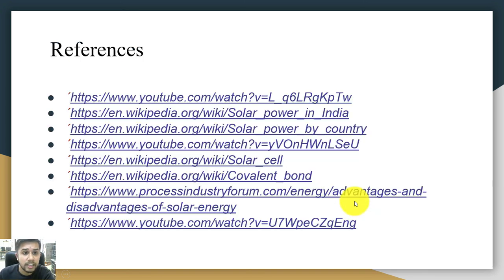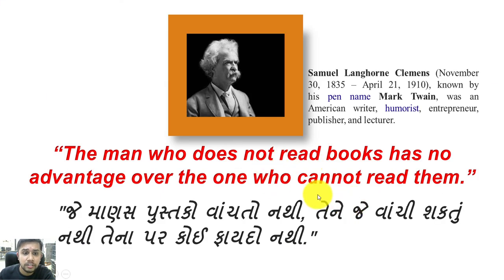So with this, we are concluding this session. Samuel Langhorne Clemens has said that the man who does not read books has no advantage over the one who cannot read them.